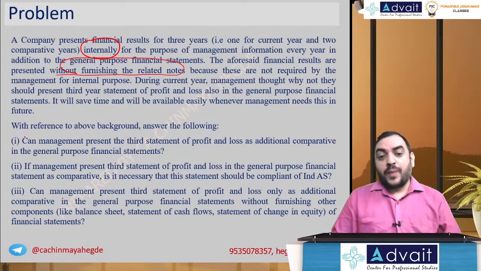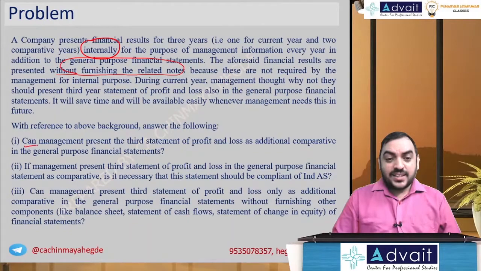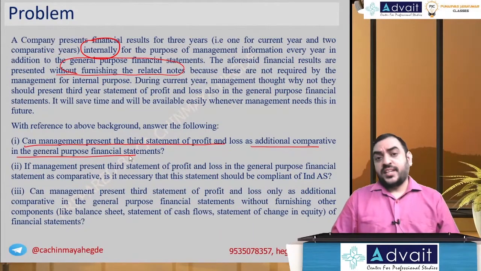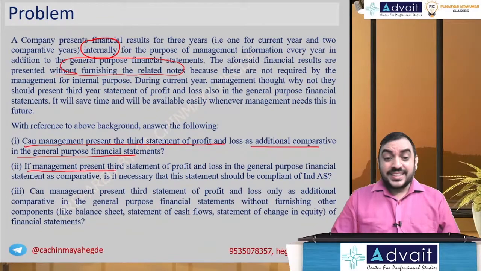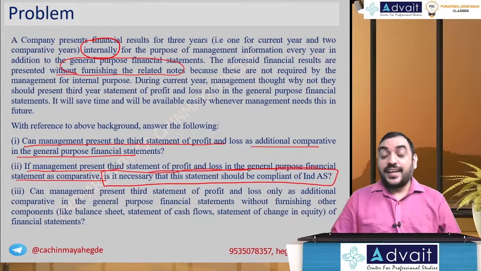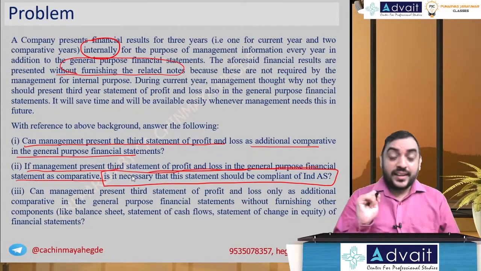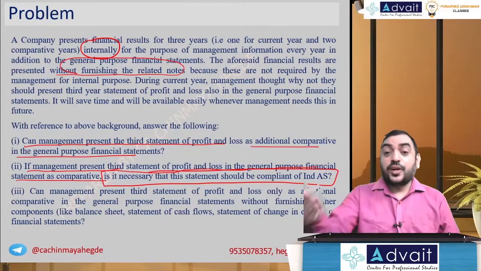With reference to the above background, answer the following. Can the management present the third financial statements as an additional comparative in the general purpose financial statements? I just told you, definitely yes. If the management presents the third statement of profit and loss in the general purpose financial statements as comparative, is it necessary that it should comply with Ind AS? Interesting one. Because Ind AS is not asking, but you are providing. So, does it comply with Ind AS?